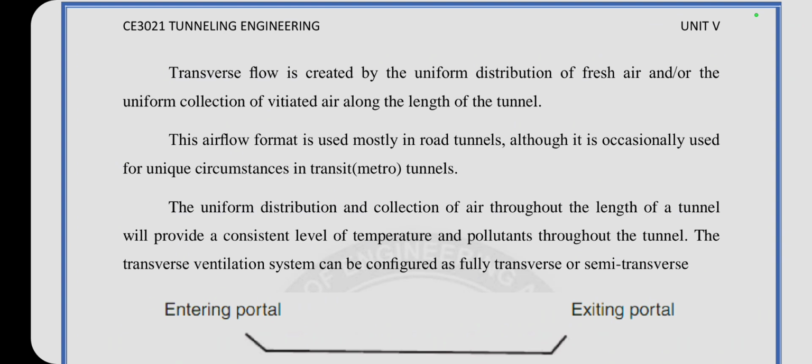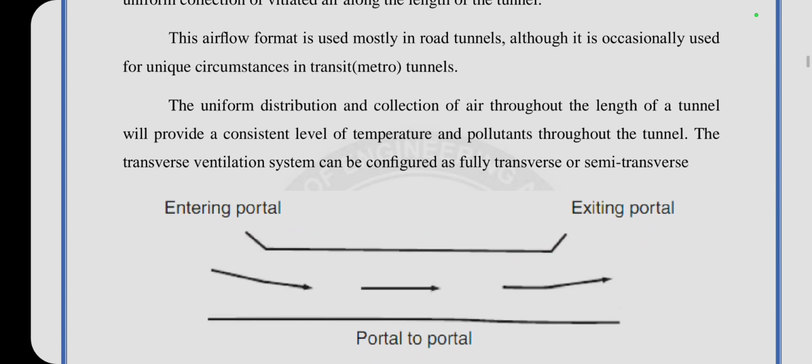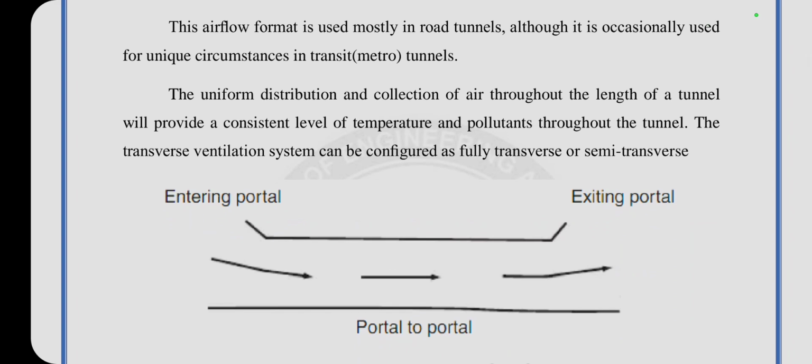The transverse ventilation systems can be configured as fully transverse or semi-transverse. This is the portal to portal, this is the inter-portal and the exiting portal.